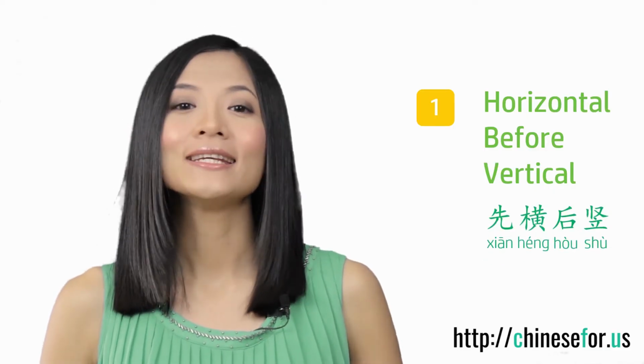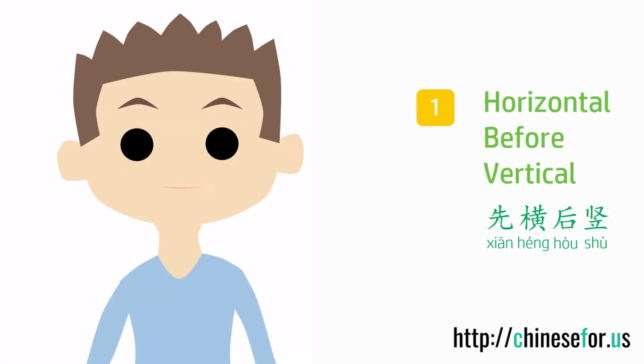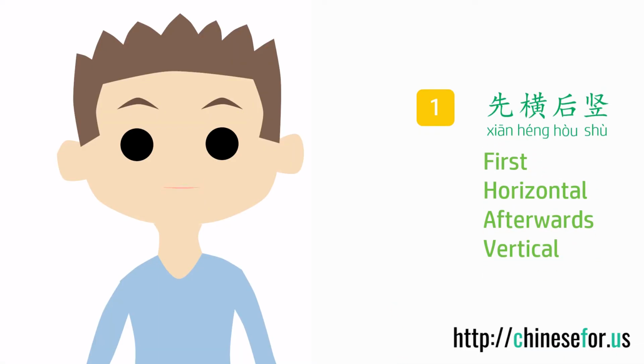Here's stroke order rule number 1, horizontal before vertical. In Chinese, it's called 先横后竖. 先 means first and 后 means afterwards. 先横后竖 literally means first horizontal, afterwards vertical. Basically, what it means is that when there are both 横 and 竖 in a character, you write 横 before 竖.